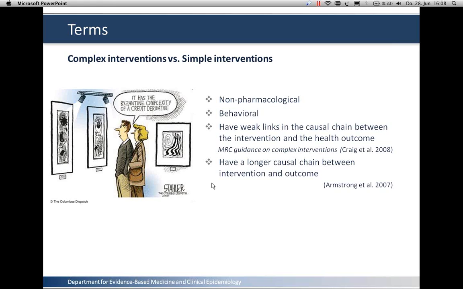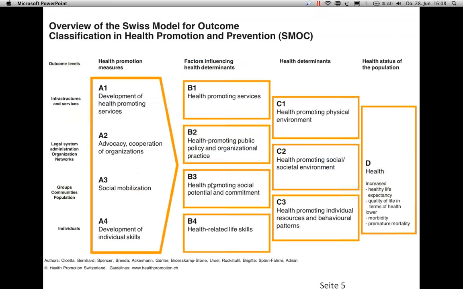To make this clear, I bring here the Swiss model of outcome classification in health promotion and prevention, where you see at the right side the health status of the population. When I move the pointer on the presentation to the health status of the population, could you see this? Hello, Megan, you're here? Yes, sorry, we were on mute. We can see it. Thank you. Okay.